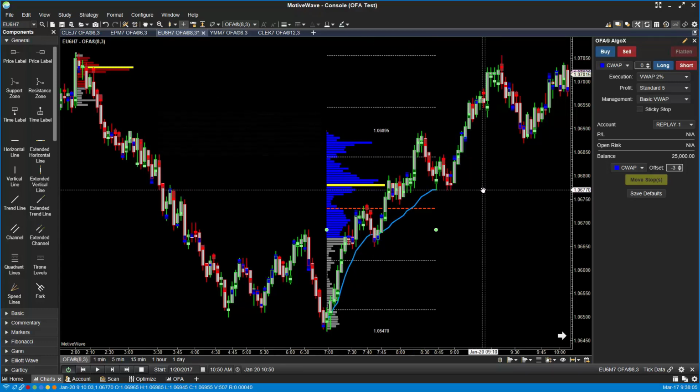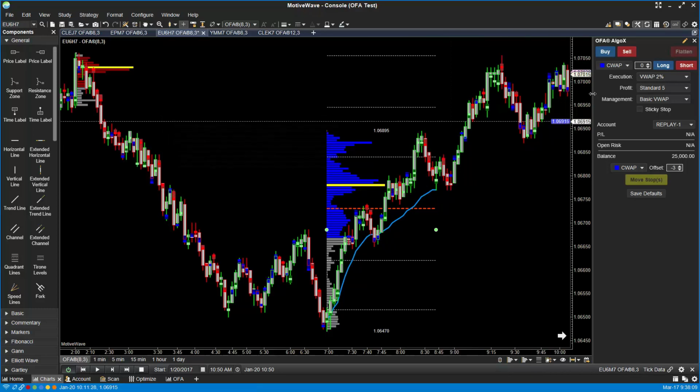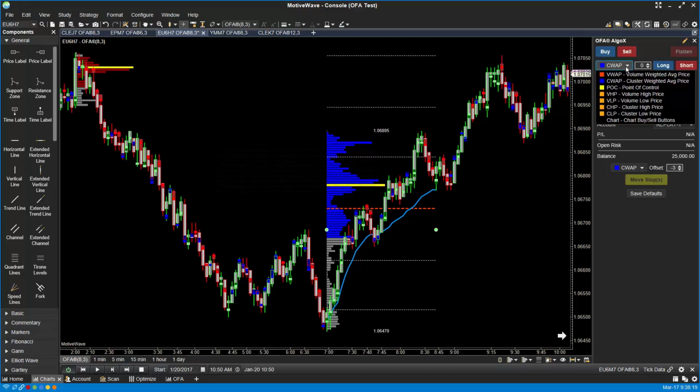We know that we want to trade from the CWAP. So that is going to be what we're building the algo around. The algos all have three different pieces: the execution, profit, and management. But we have to send a trade somewhere, and that's what this little drop down is for. So we know we're going to be sending the trade to the CWAP.